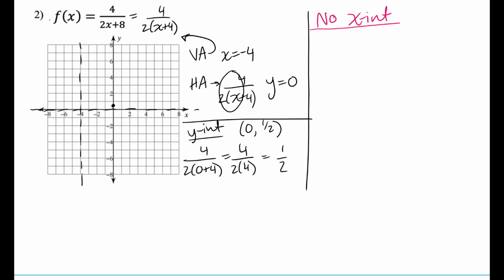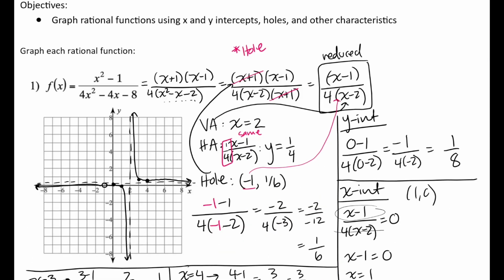I am going to go ahead and let's do -2. Okay, so when I plug in -2, I'll have 4 over 2 times -2 plus 4, or 4 over 2 times 2. 4 divided by 4 is 1. Okay, so we have -2, 1. Let's plot that. -2, 1. There's our first curve.